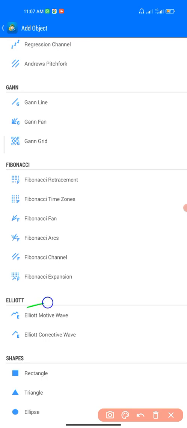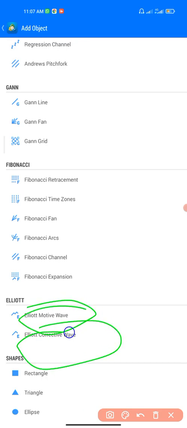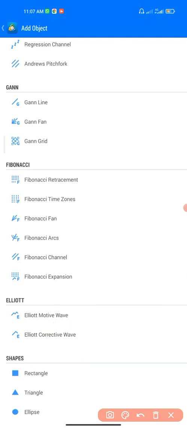So I use the motive tool and the corrective tool. You know the motive and the corrective. You know what it means now. Motive for impulse and this one for correction. You know we have 5 waves, wave 1, wave 2, wave 3, wave 4, wave 5, which then we have the corrective wave, which is the ABC. So that is it.